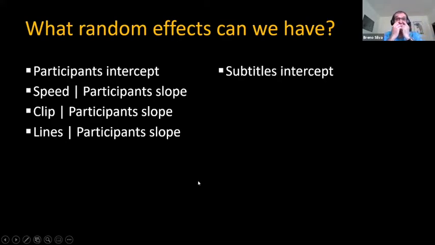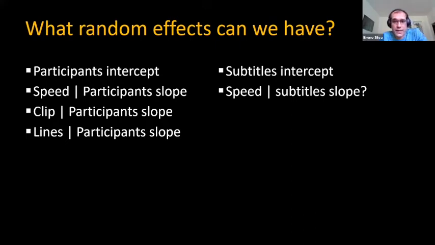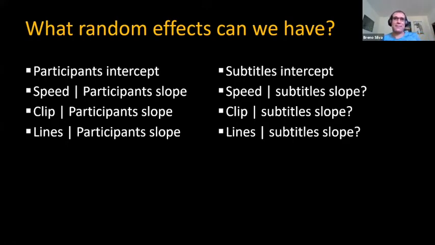But when it comes to the subtitles, we can have the intercept. We can assume that different subtitles have different proportional reading times on average. But we cannot do this for speed, because different speeds, 12 and 20 CPS, necessarily had different subtitles. Yes, they had to be shorter or longer in order to fit the screen time. We cannot do this for clips because obviously different clips have different subtitles, and we cannot do this for lines because the subtitle either has one or two lines, not both. So those are the random effects that we will fit, okay?